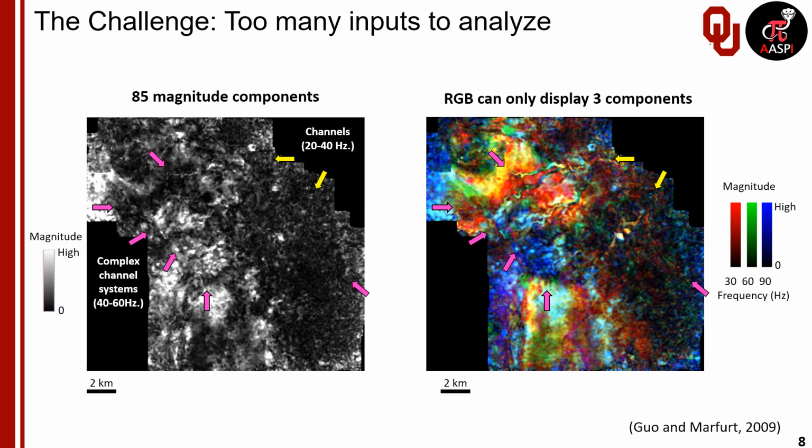Geologic maps. For example, one of the ways we've done this before is shown in this area of the Gulf of Mexico in a paper from 2009, where they had 85 different magnitude components. You could flip through them all and look at the different channels. We've used methods like RGB blending with spectral decomposition, where you could look at 3 of those components at once. But in this case, with dozens of attributes, we may want to look at more than 3 dimensions, more than what we could plot in a red, green, and blue scale.